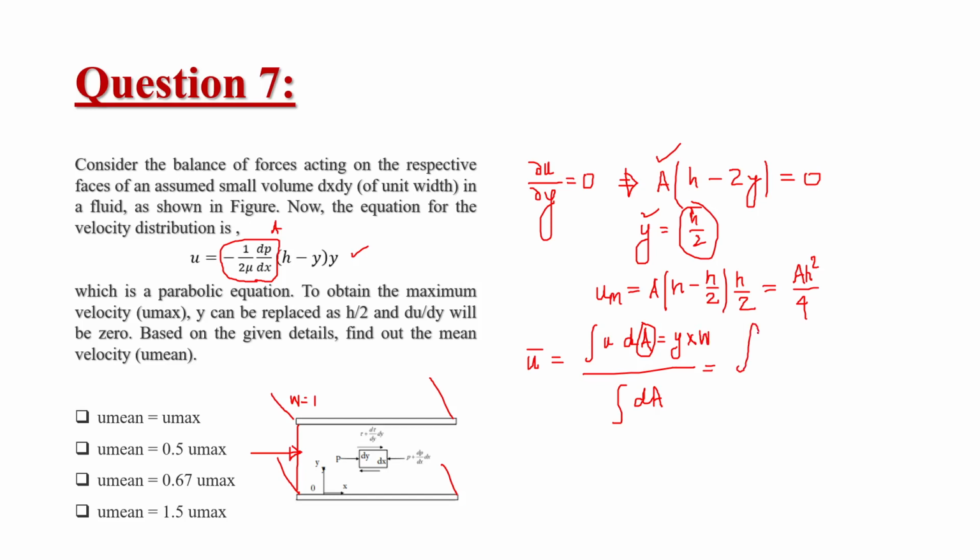So let's see the solution. The velocity will be 0. Why? Because we know from the no slip boundary condition, the velocity of the fluid near the wall will be equal to the velocity of the stationary wall. That means the velocity of the fluid should be equal to the velocity of the wall.